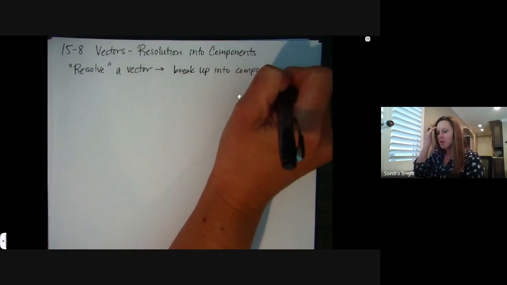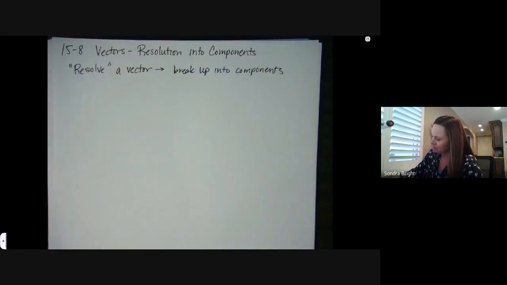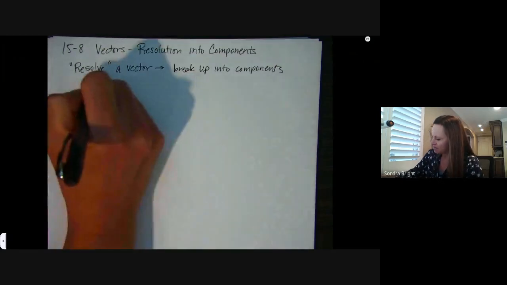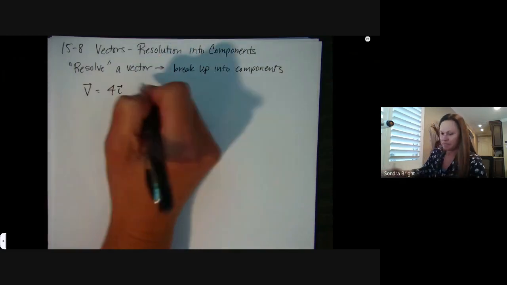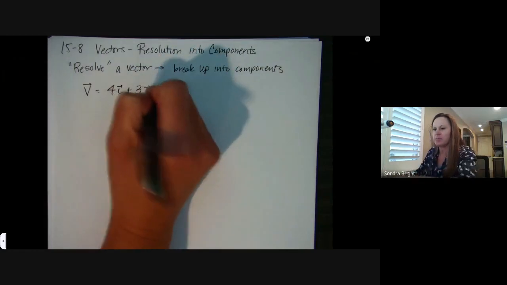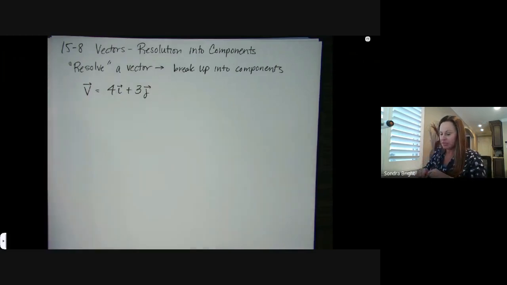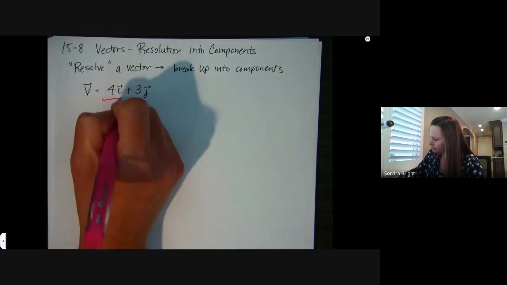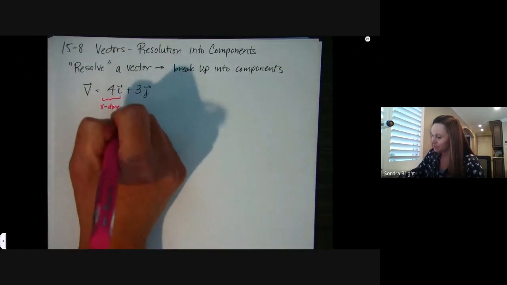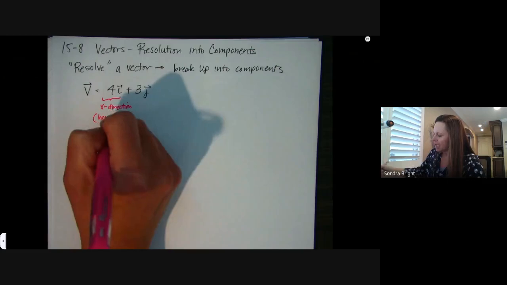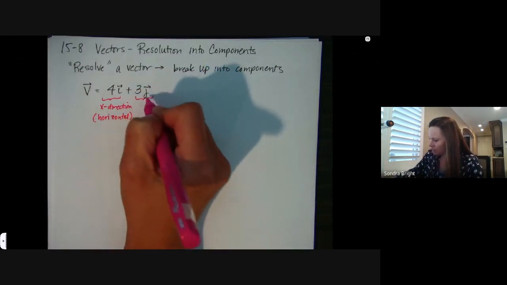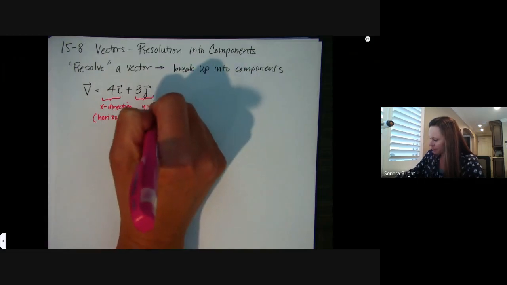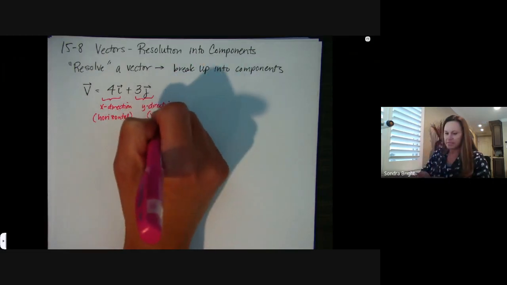Well, a vector can be defined by writing it as 4i plus 3j, where i represents the horizontal direction or the x direction. It's the horizontal displacement of the vector. And then the j component is the y direction or the vertical displacement. All right, so what does that mean?